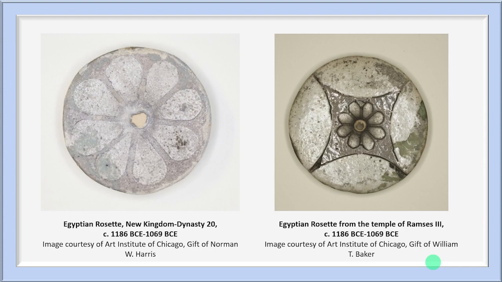First, we have Egyptian Rosette from New Kingdom Dynasty 20. That was the reign of Ramses III. And it's a very simple pattern. Actually, it's the most humble of all the motifs that we are studying because of its circular nature. And anything that has a circular shape has its own unique sort of function that can't be ignored.